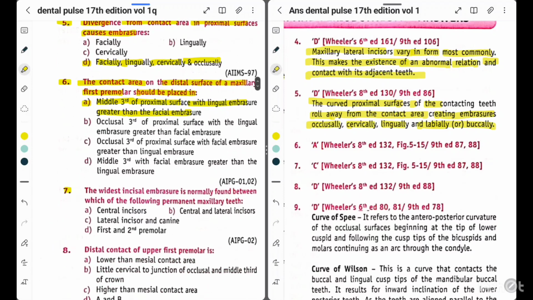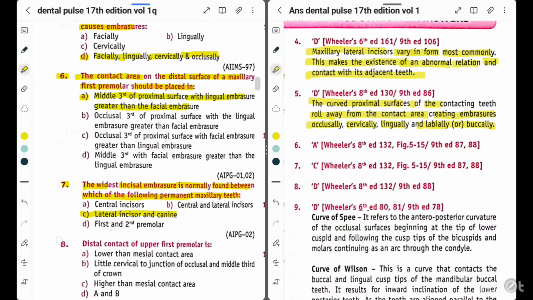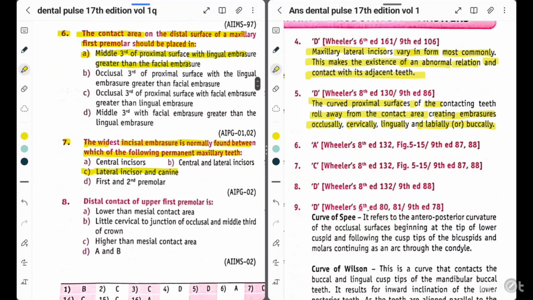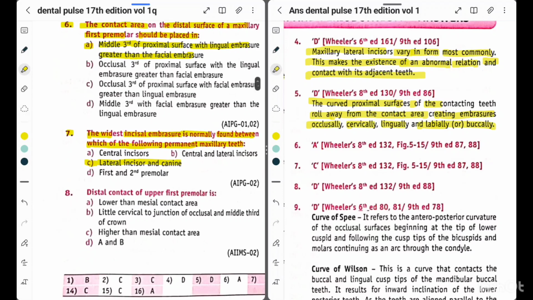Question 7. The widest incisal embrasure is normally found between which of the following permanent maxillary teeth? So its answer is lateral incisor and canine. We have studied about it in question 2 also, that in anterior teeth the widest embrasure is present between lateral incisor and canine.